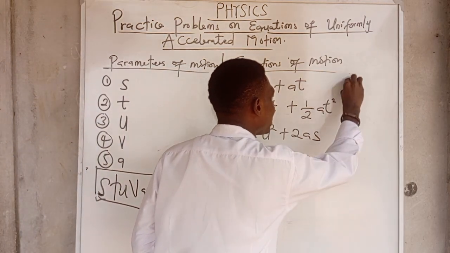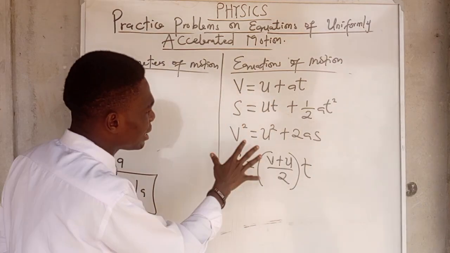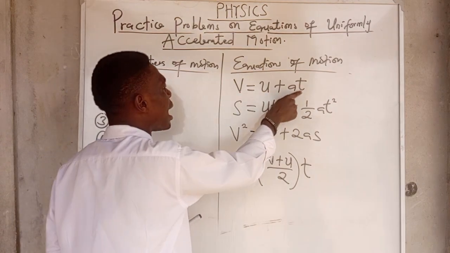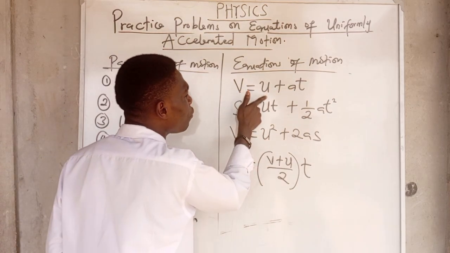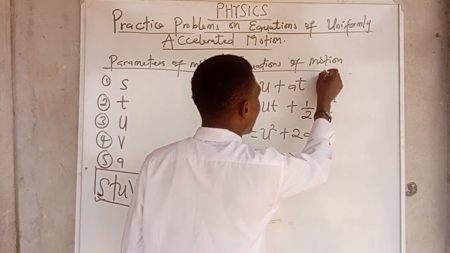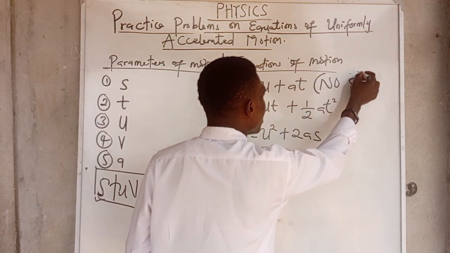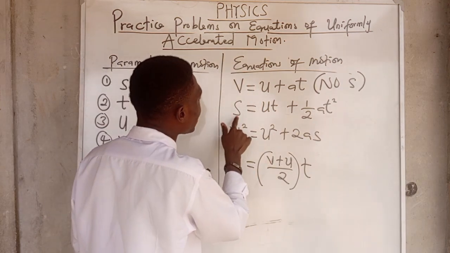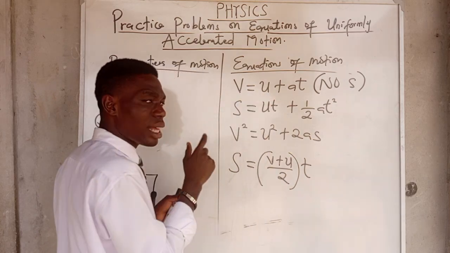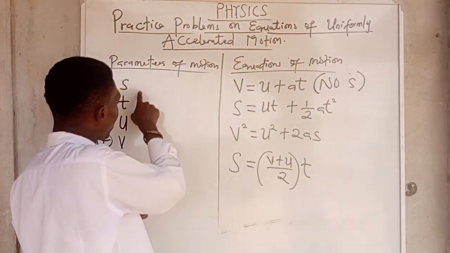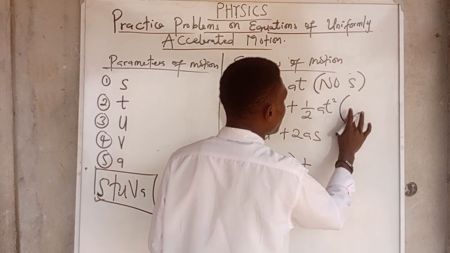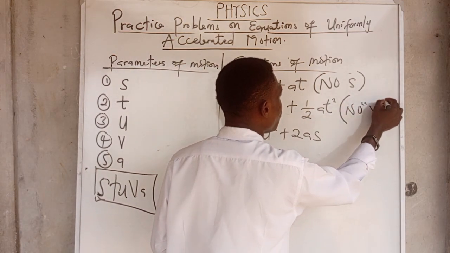And so let's now analyze each of these equations. If you check carefully, this has V, U, A, and T. Can you tell me which of the parameters of motion that this does not have? Yes, that is what? S. So this has no S. Now this has S, U, T, and A. T is also here. So can you tell me which of the parameters of motion that this does not have? Of course, you are right. That is V. So this has no V, right?